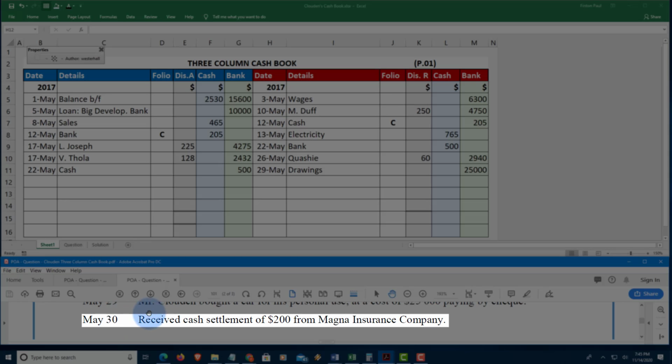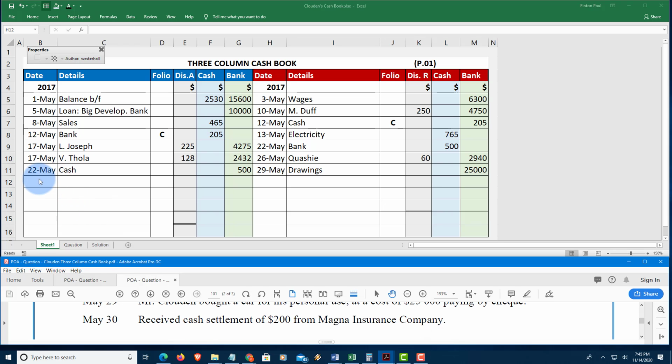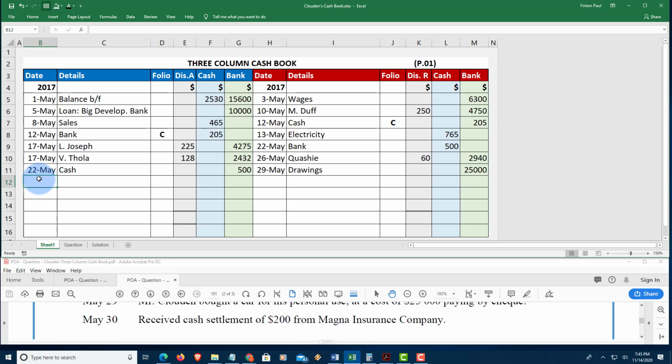On the 30th, received cash settlement of $200 from Magna Insurance Company. We are receiving, we are collecting, it's coming in. May 30th, insurance company, $200 by cash. So these are the entries for the cash book. The next step is the balance of the cash book.